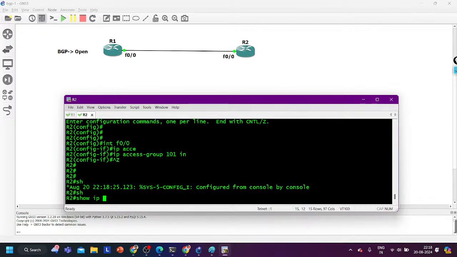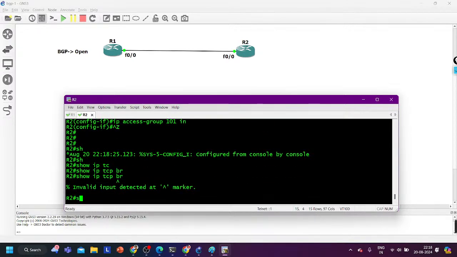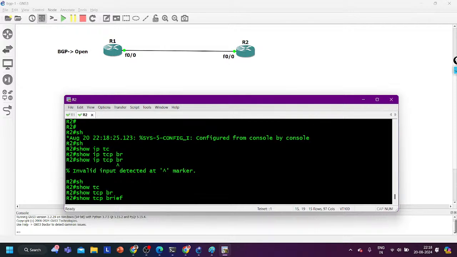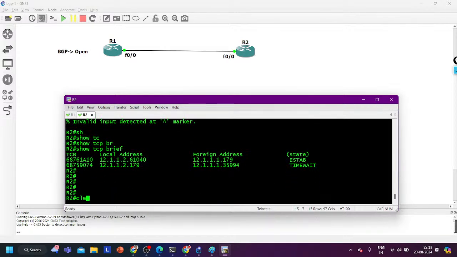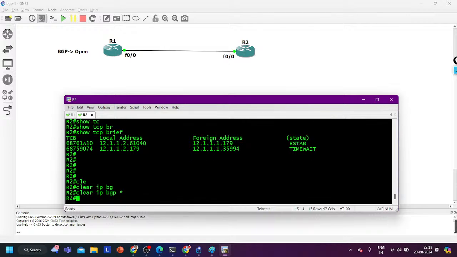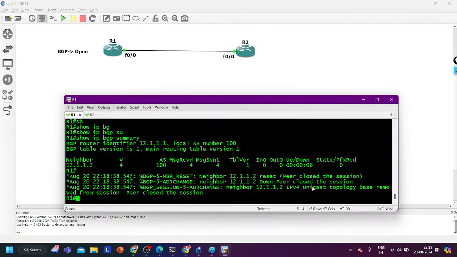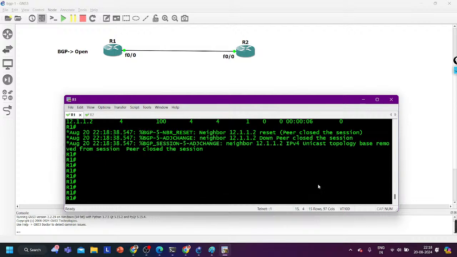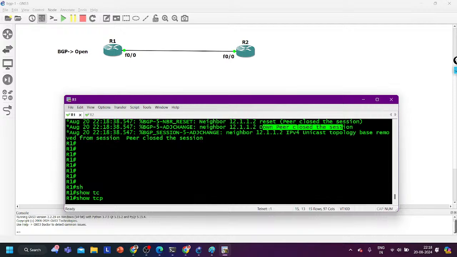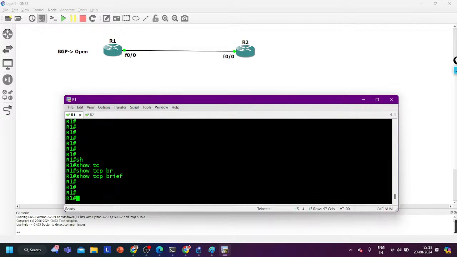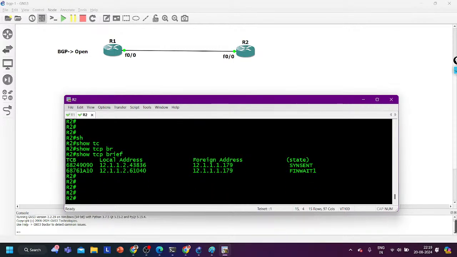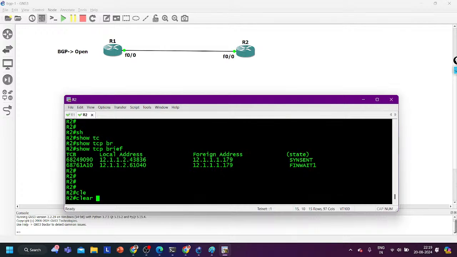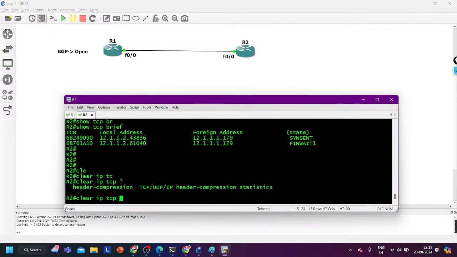And show TCP brief. Clear IP BGP *. See what will happen now. Peer down. So show TCP brief. Is there any TCP connection? No. These are previous entries, right? Clear IP TCP.